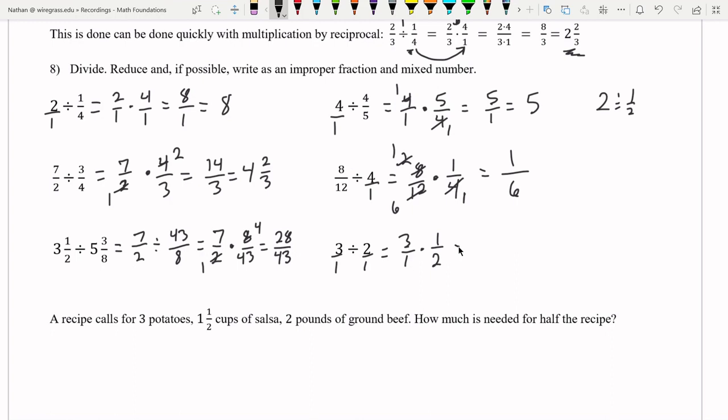1 over 2. Going straight across, 3 times 1 is 3. 1 times 2 is 2. This is going to be 1 and 1/2. 2 can go into 3 one time evenly with 1 remaining.